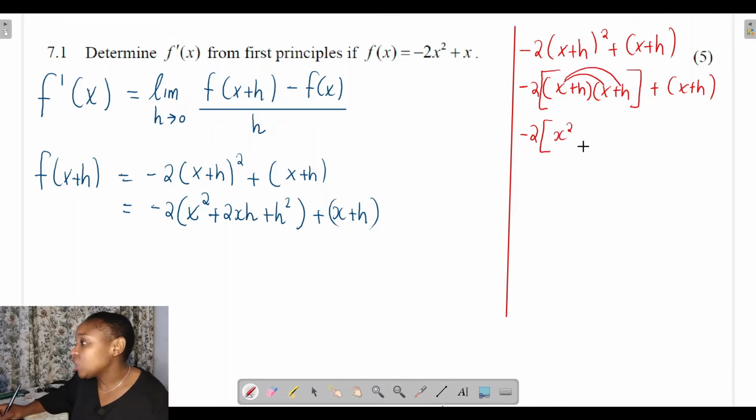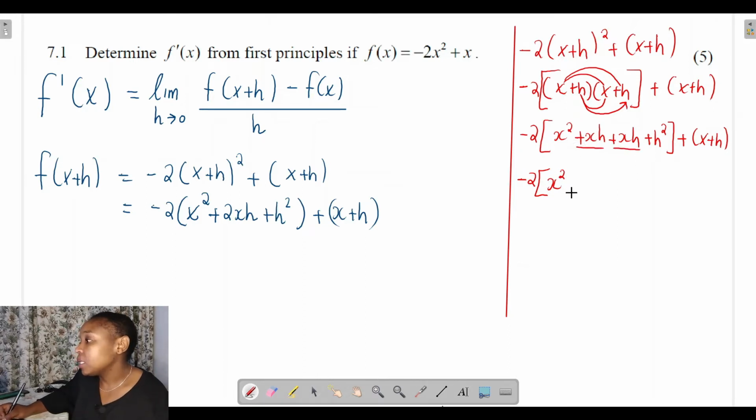X multiplied by h is going to be plus xh. H multiplied by x is going to be plus xh. And h multiplied by h is going to be plus h squared, plus x plus h, okay? Then if you simplify that further, it's going to be minus 2, right? It's going to be x squared, and we add all your like terms: plus xh plus xh is going to be plus 2xh, plus h squared, and then plus x plus h, okay?